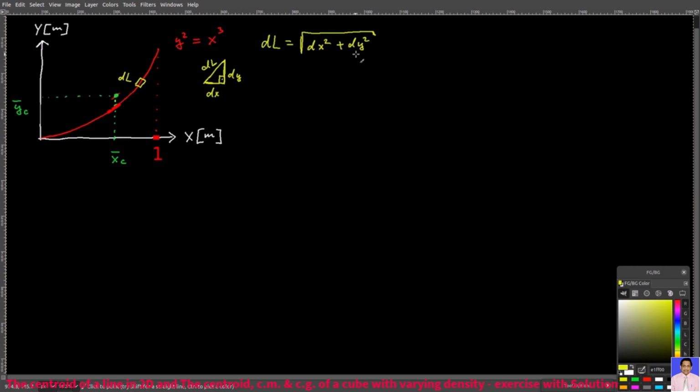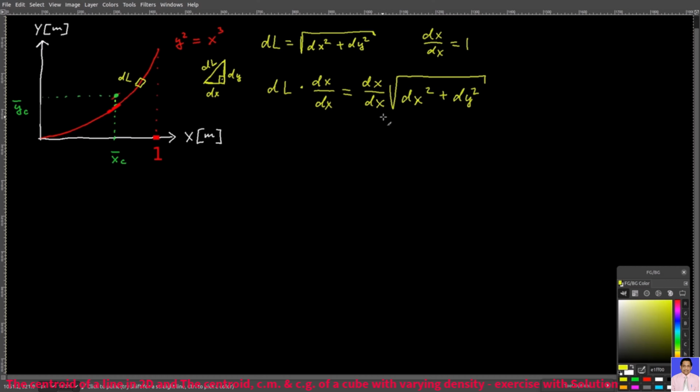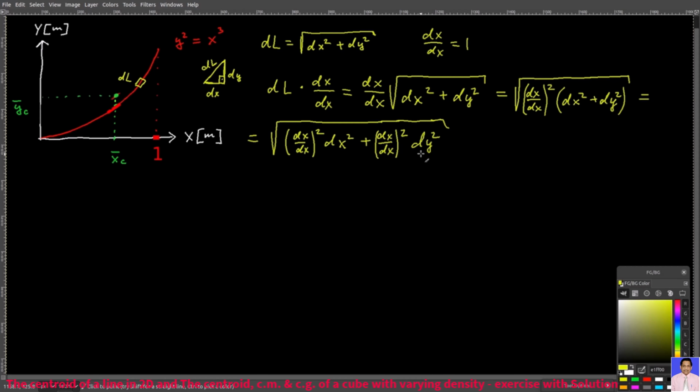Then I can take this expression and multiply it by dx over dx, which would be 1. So dl times dx over dx equals, and then I do the same thing on the other side. I can put this dx over dx inside my square root, then it will be squared, and then I will have the rest of it. Then I can open the parenthesis. Now this here, it will be 1.